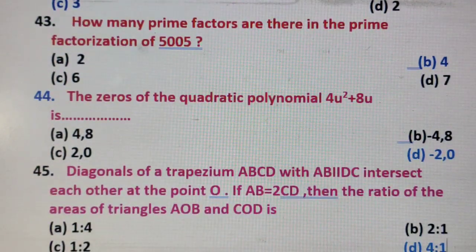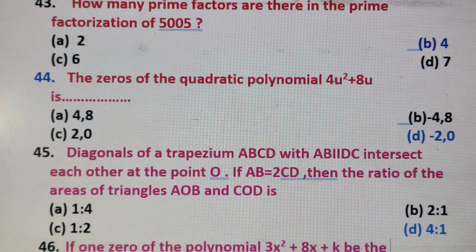Diagonals of a trapezium ABCD with AB parallel to DC intersect each other at O, AB equal to twice CD. Then the ratio of the areas of the triangles: these two triangles will be similar, the ratio of the sides is 2:1, so the ratio of the areas is 4:1.